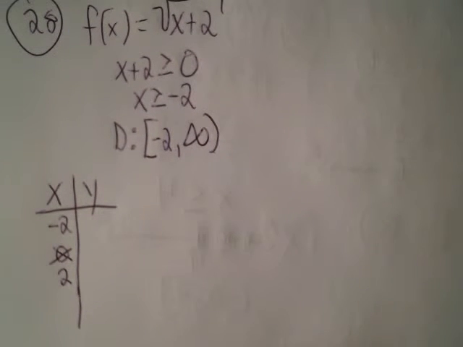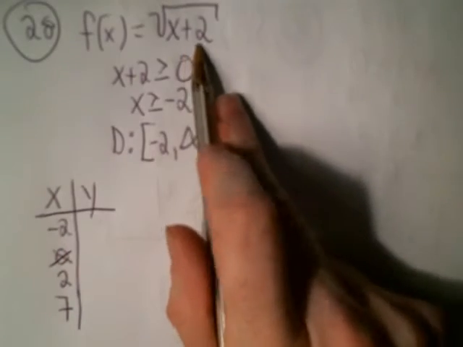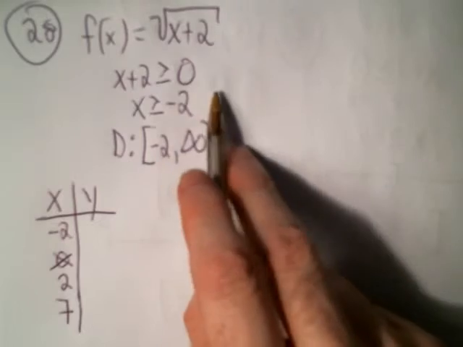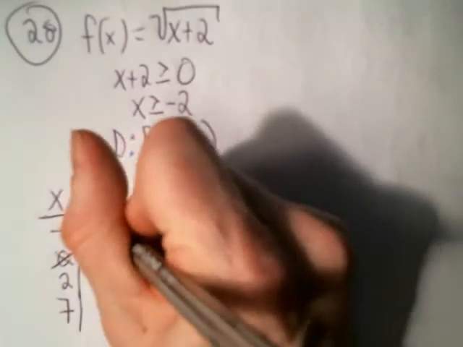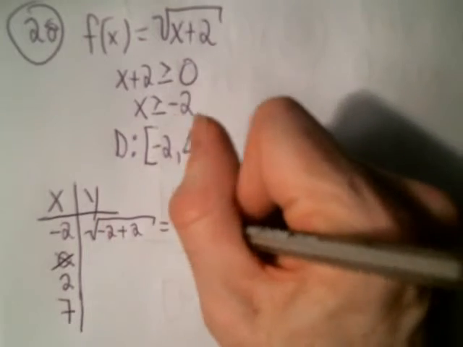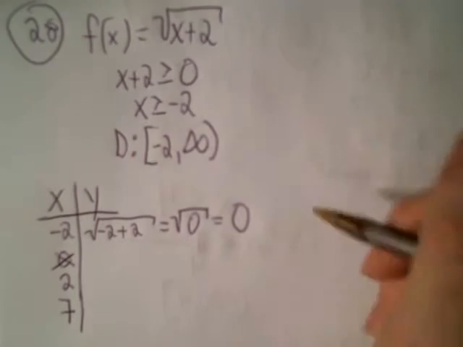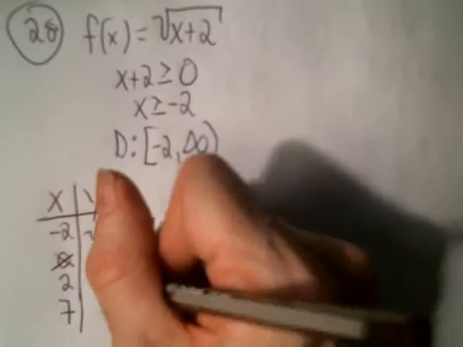What are some other ones? So maybe 6, or 7, sorry, because 7 plus 2 will give me 9, and I can take the square root of that. Okay, so let's try these. This will be the square root of negative 2 plus 2, and I simplify that. Square root of 0. What times what is 0? Well, just 0.